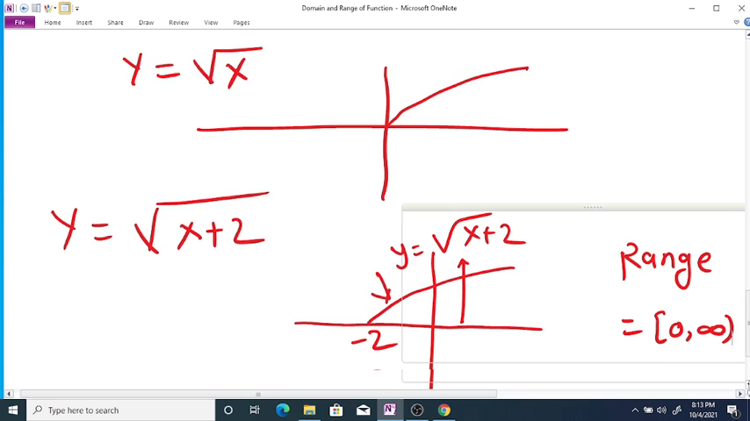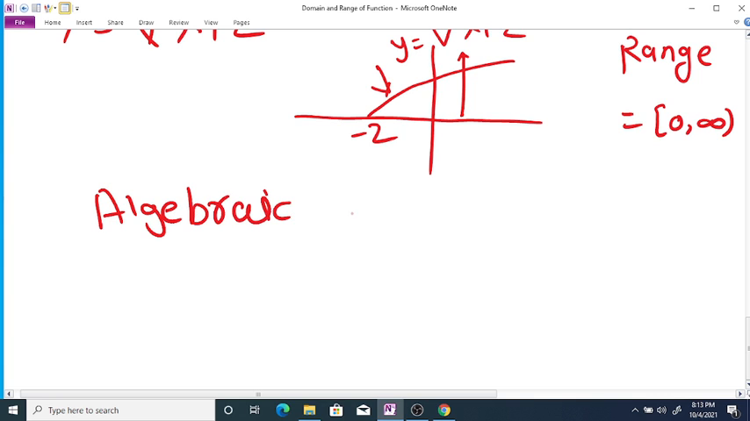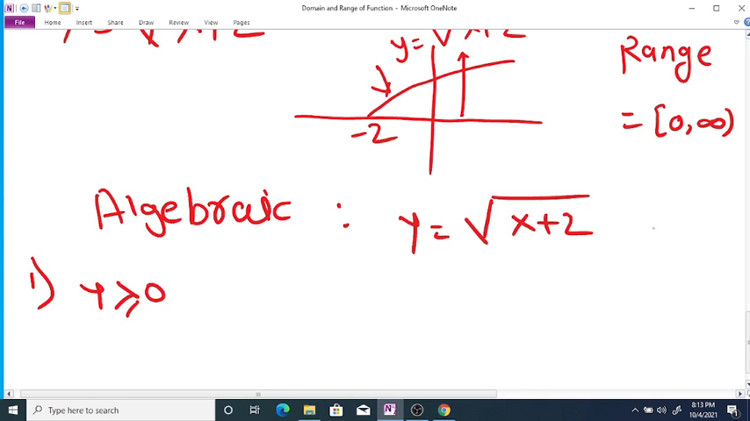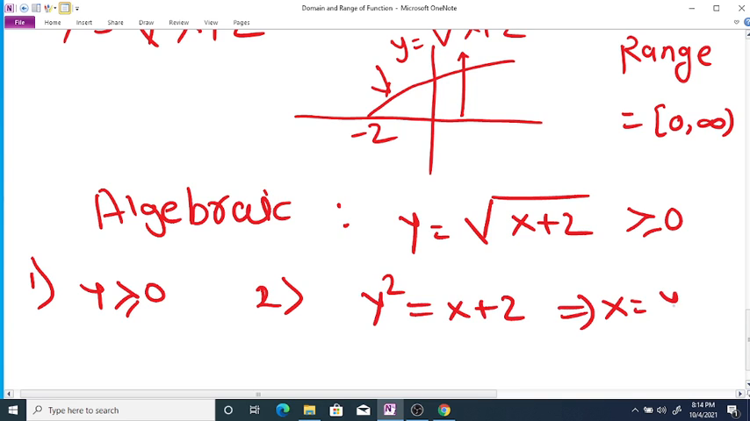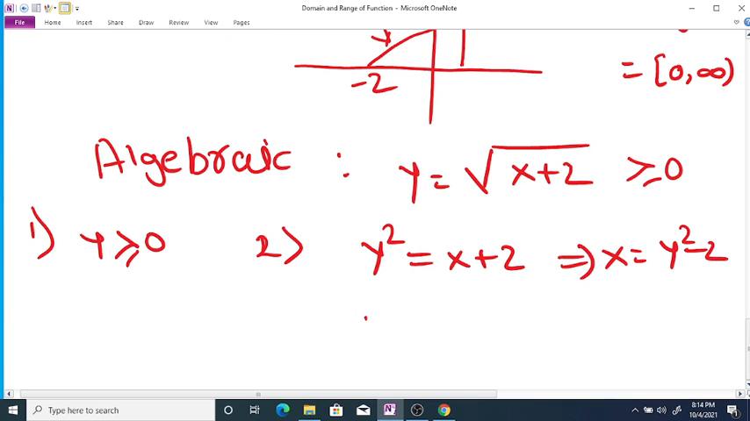Now you can use the algebraic method also. Given y is equal to square root of x plus 2, one solution is y greater than or equal to 0, since it is a square root function, it is always greater than or equal to 0. Next, if you square both sides, then y square is equal to x plus 2. This implies x is equal to y square minus 2, and therefore the second solution is the whole real line.